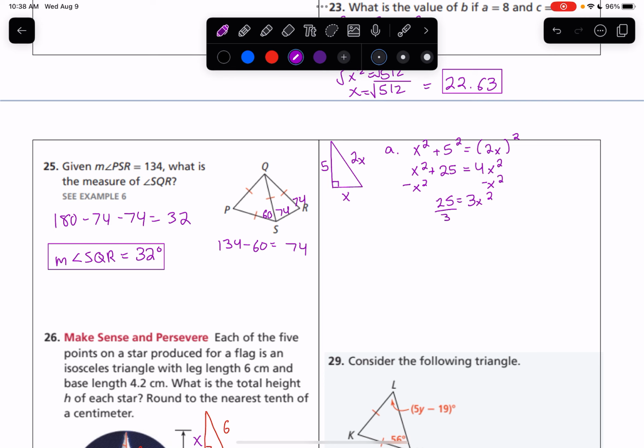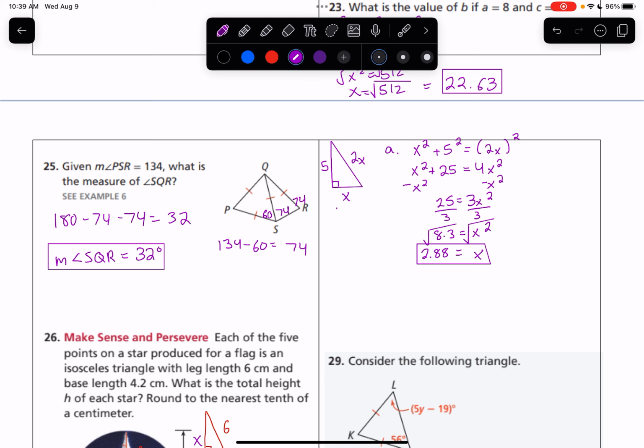Divide both sides by 3. And I'm going to get 8.3 repeating equals x squared. Take the square root of both sides. And I get around 2.88 equals x. Okay? But that's not the answer to the question. That's just how long x is. Okay? So x is 2.88.